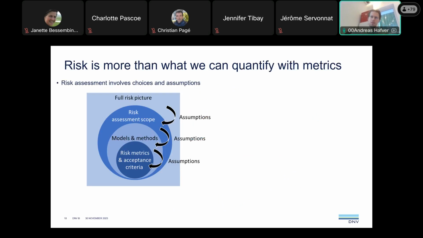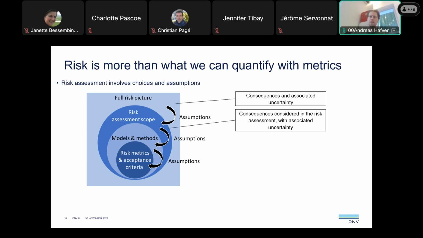But risk is more than what we can quantify with metrics, because any risk assessment involves choices and assumptions along the way. So the first thing you do when you do a risk assessment is that, first of all, the risk that you want to describe is the consequences and associated uncertainty, if we just take that definition as a starting point. First thing you do is define a scope for your risk assessment. Which consequences are you considering in the risk assessment? And then you're interested in the uncertainty about those. So for example, in the context of climate risk, it could be that you're focusing on risk of flooding. So that is the scope, and you're ignoring other things that may also be a climate-related risk, but are outside of the scope of your assessment.